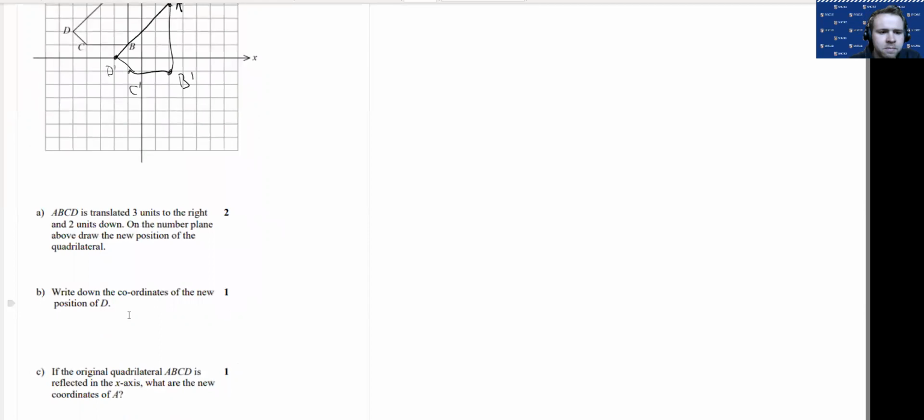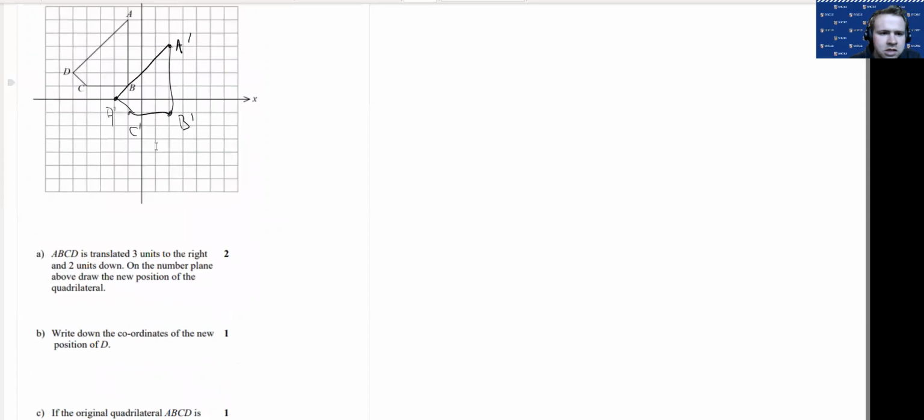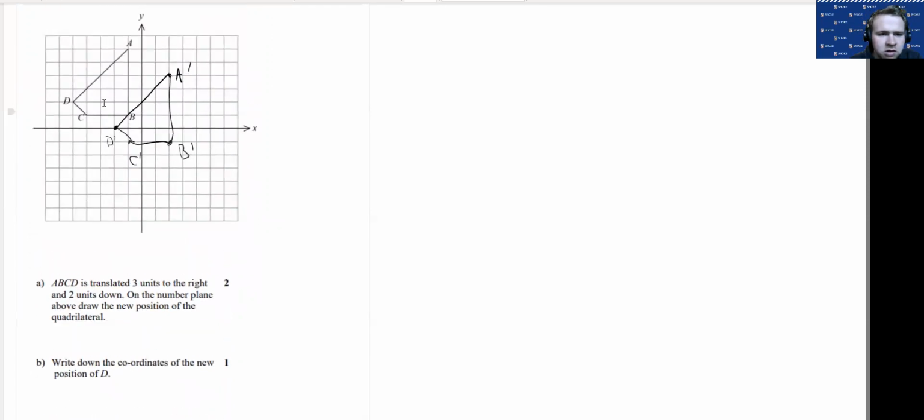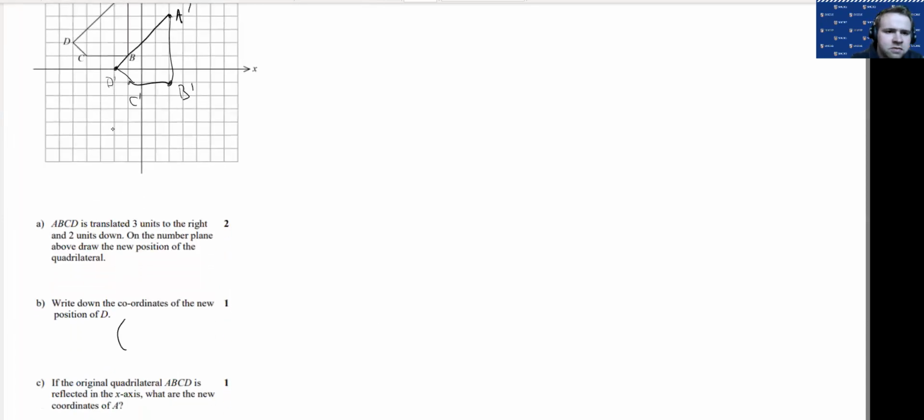Write down the new coordinates of the position D. If we've moved it 3 across and 2 down, it ends up with an X value of -2, and then the Y value is 0.